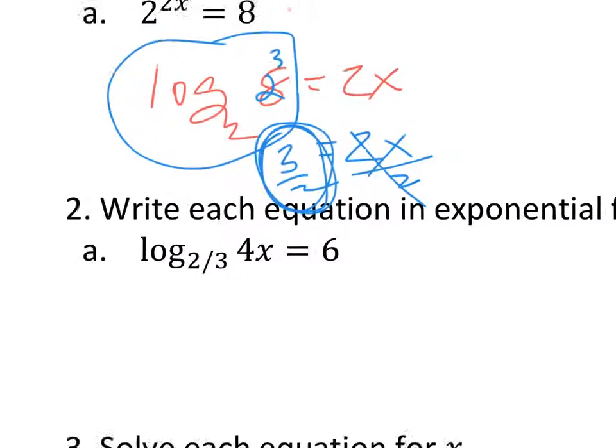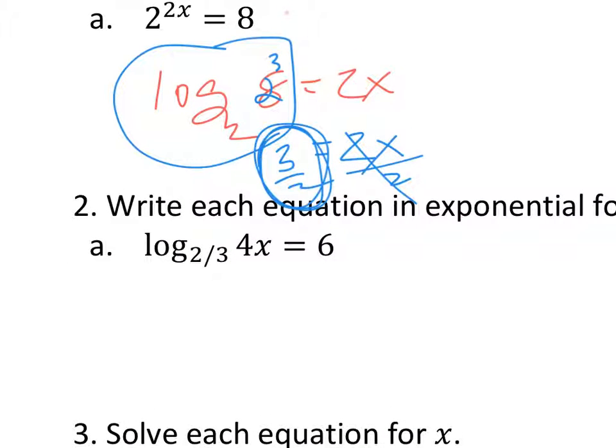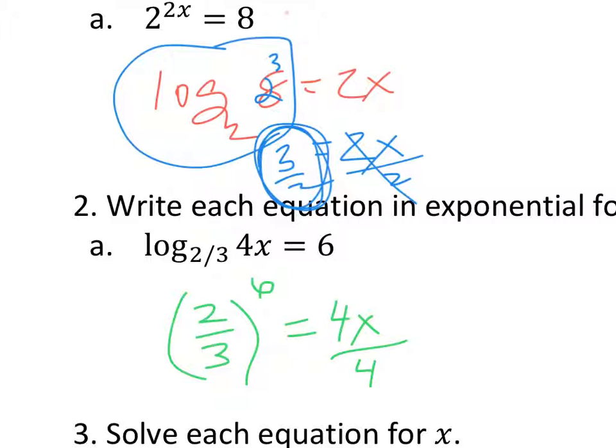Write each equation in exponential form. All right, so that's basically rewrite. 2/3 to the 6 equals 4x. And then, is x alone yet? No, but it asked me to just write in exponential form, and it is. Now, I'm going to just divide by 4, just because then it's also solved. And it's in exponential form.